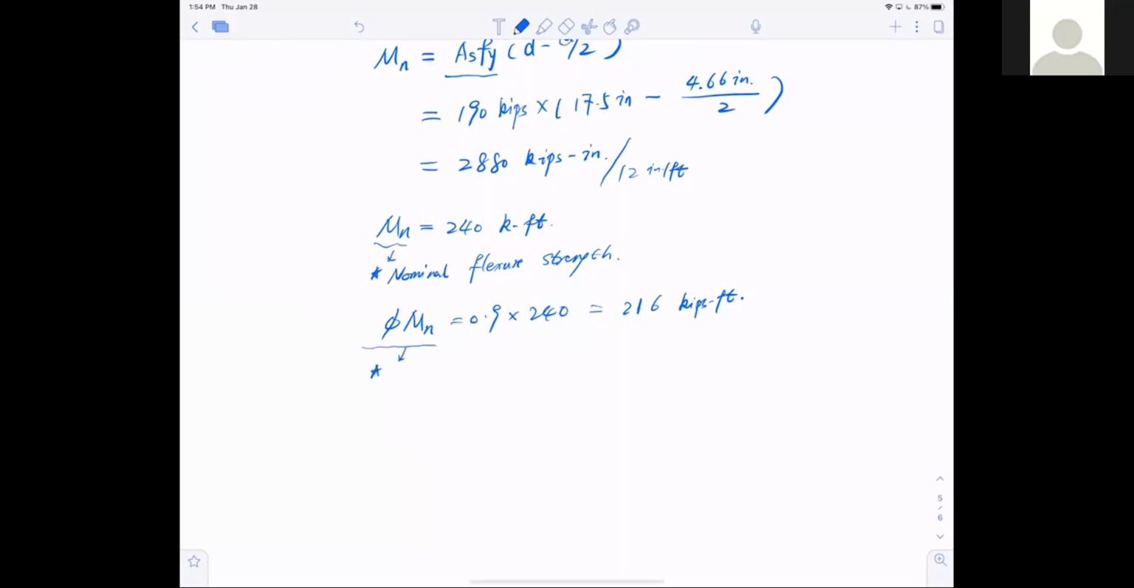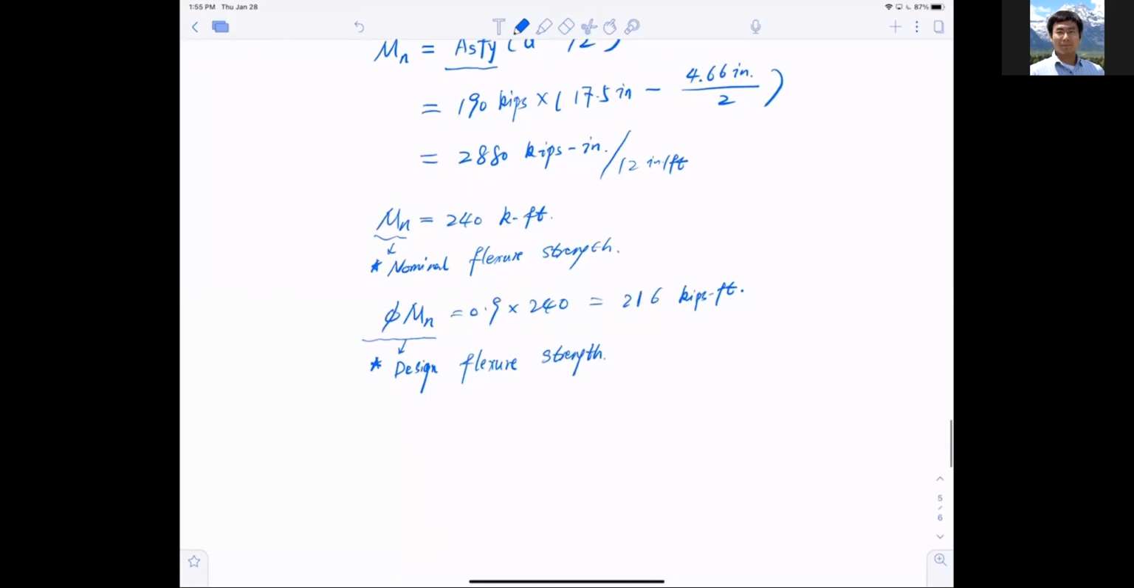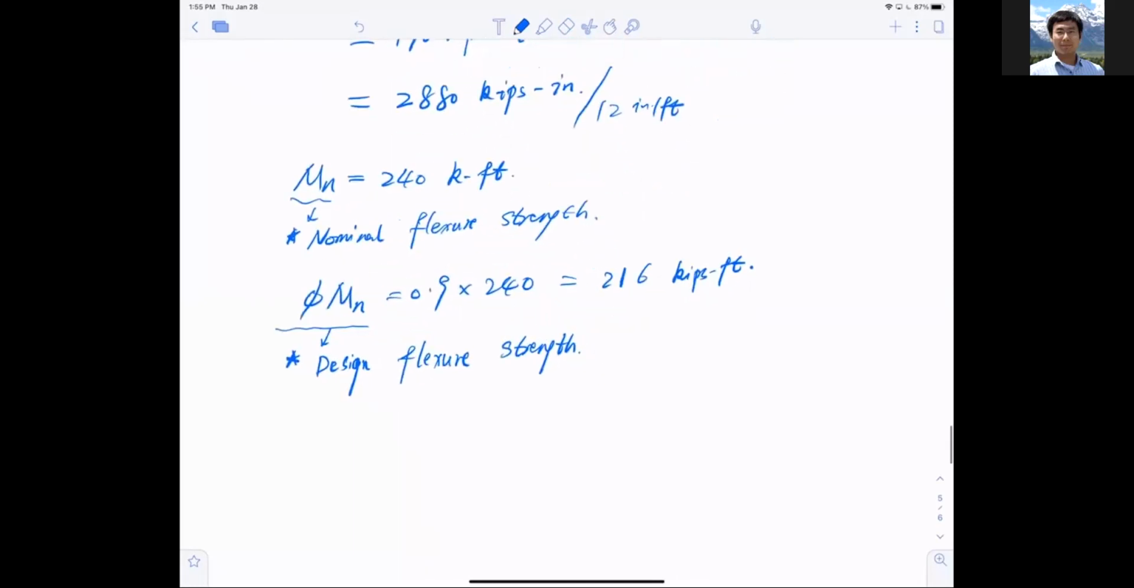So now this is called the design moment resistance or design flexure strength. I want to use flexure strength because I know Dr. Snee likes that, and the ACI code also mentions flexure strength, so I just want to be consistent. Myself, sometimes I use moment resistance a lot. Okay, ladies and gentlemen, that's all.